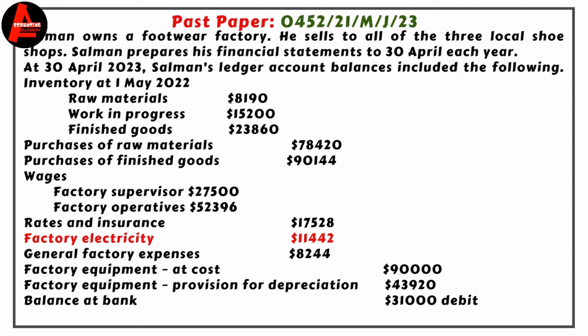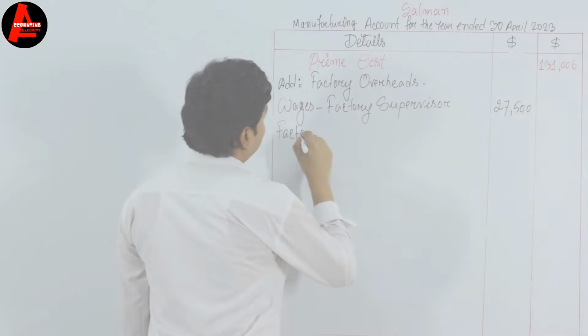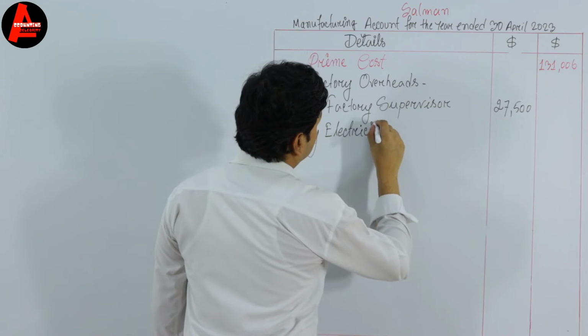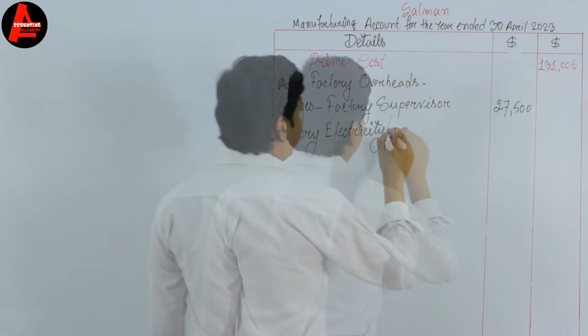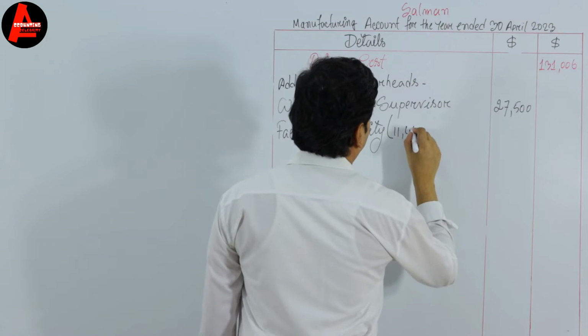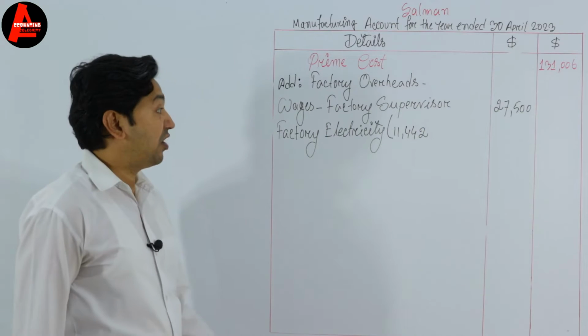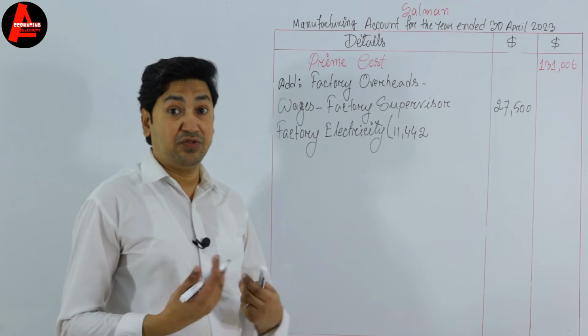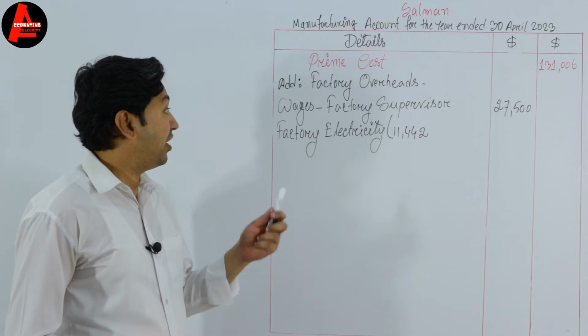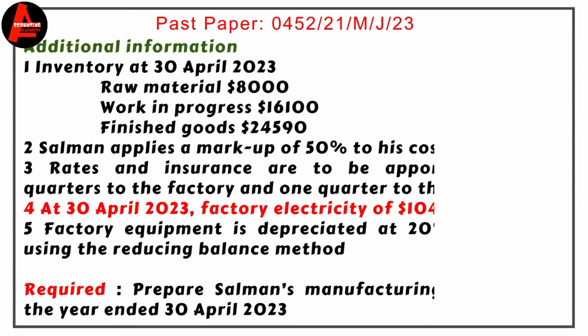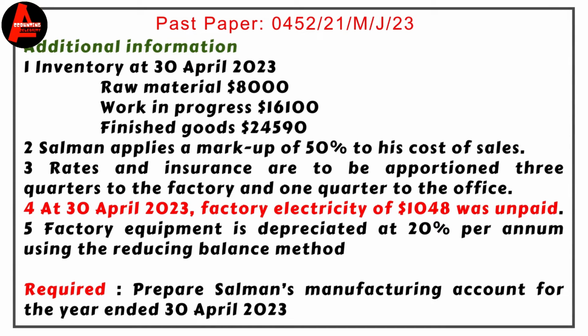Then we have here our next item. It is factory electricity. We see here $11,442. Okay. So let us write here factory electricity. So it was $11,442, okay? So you might be thinking why we wrote this amount here, because we have an adjustment related to this item, okay? So let us have a look at the adjustment number 4.